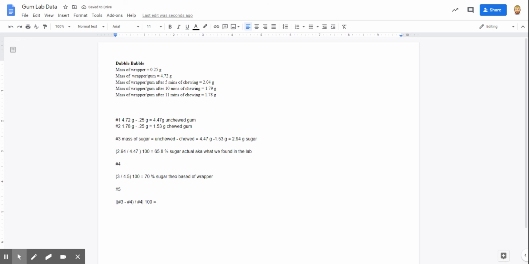So we are going to take the absolute value of 65.8 minus 70, divided by 70, and get our total. We should get 6% there. And that would be all our calculations for that lab.